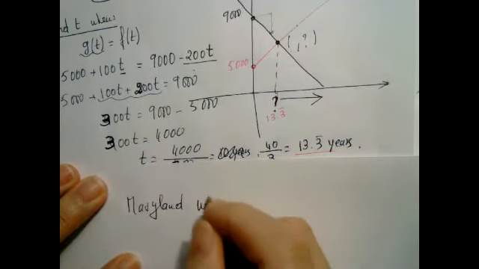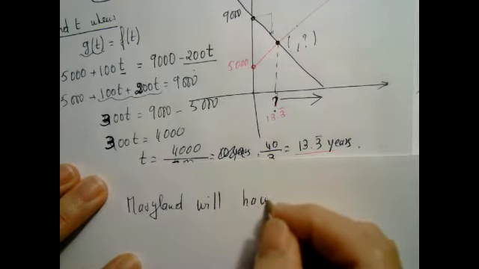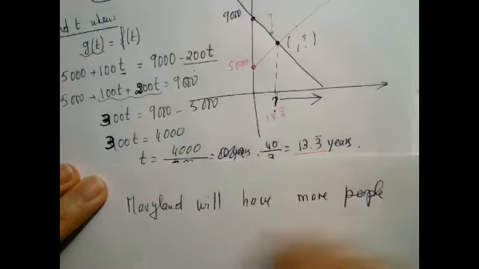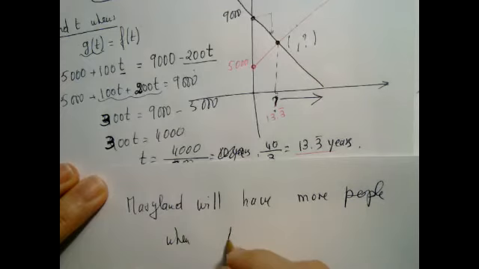Okay, we'll have more people when T is larger than that. And that's when this happens.